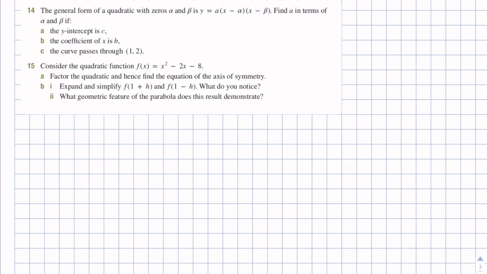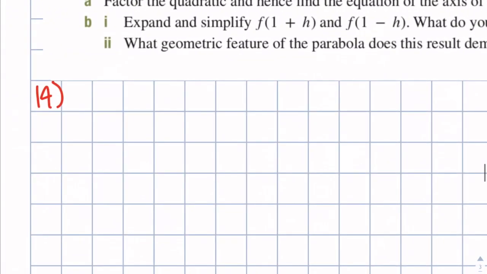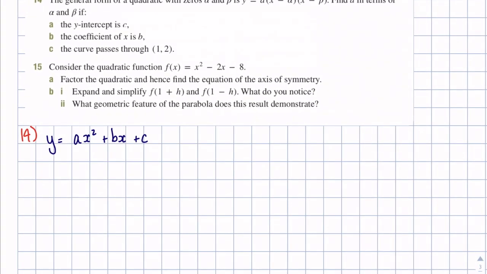Now, for 14, the main thing to understand is that if we've got the general form of the quadratic formula, y equals ax squared plus bx plus c, and the factorized form, y equals a(x take alpha)(x take beta), these represent the same parabola, they're just giving us different pieces of information about it. And this question is asking us to find a in terms of alpha and beta if these pieces of information are correct, and they actually are.